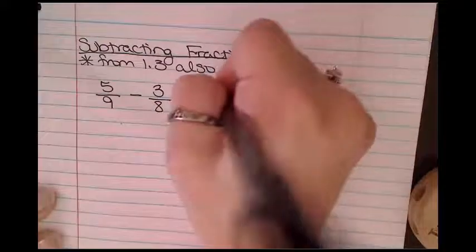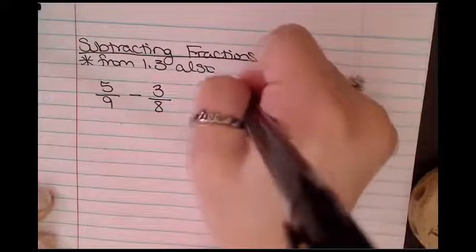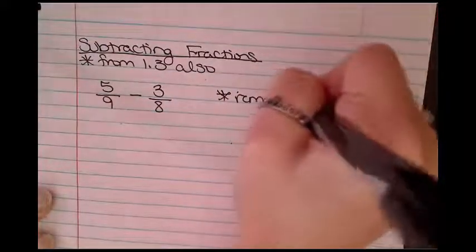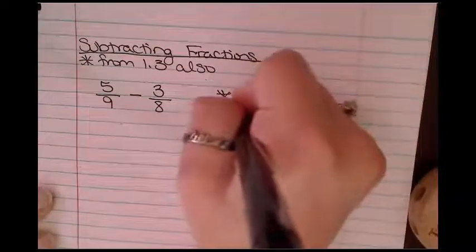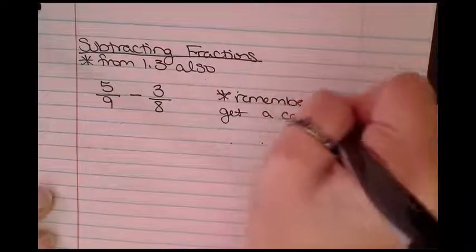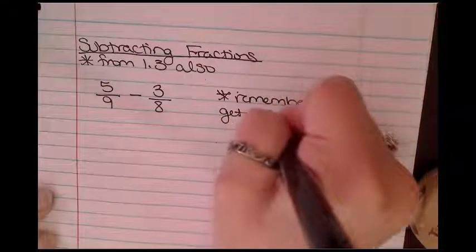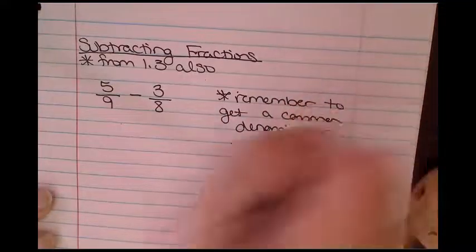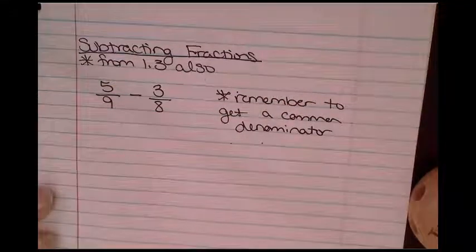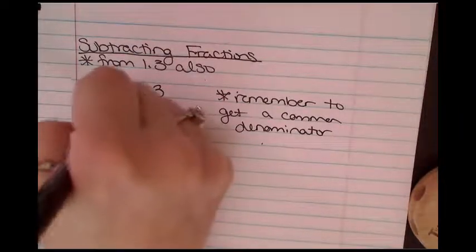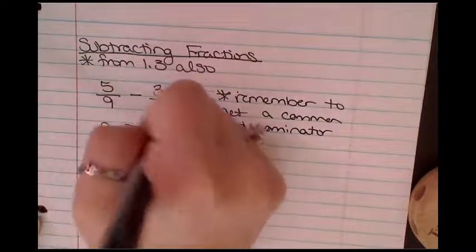Remember to get a common denominator first. Okay, so we need a common denominator between 9 and 8. So we're going to take 9 times 8, which will give us 72. So a common denominator is 72.